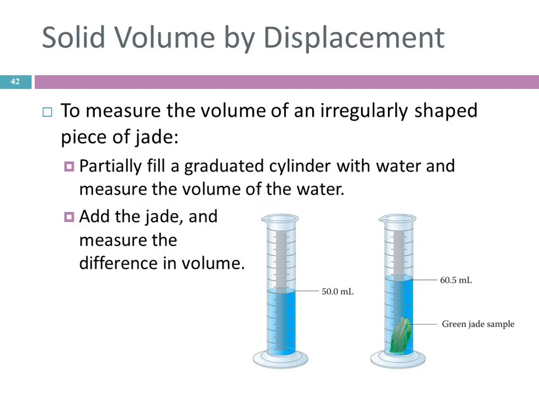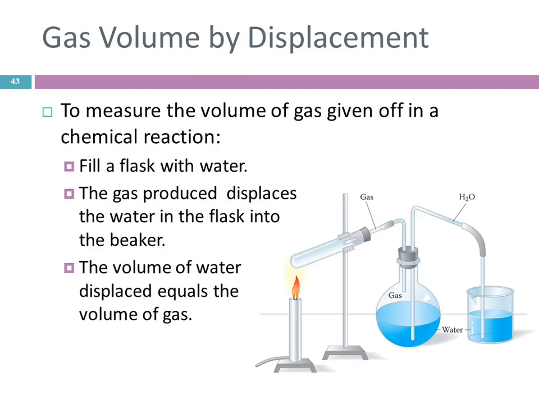And so this can be a little confusing sometimes. The math ends up being really simple. You just subtract the two volumes that you get. And this is a real common lab technique for measuring the volume of an irregular solid.